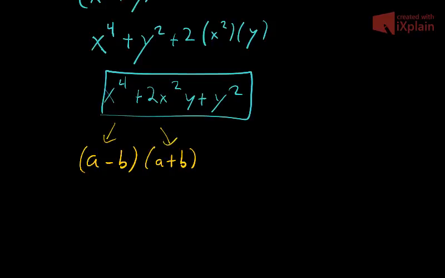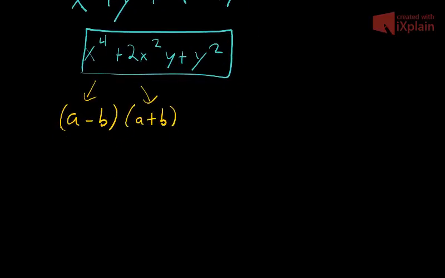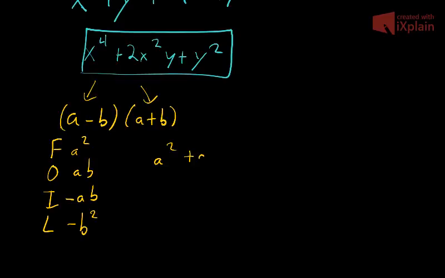And anytime we have a sum multiplied by a difference, there's a special rule we can use. It turns out very, very pretty. So what we have here, my first is going to be a times a, which is going to be a squared. My outer is a times b. My inner is negative b times a, so that's negative ab. And my last is negative b times b, which is negative b squared. So I add these up. I have a squared plus ab minus ab minus b squared. These two cancel, and I end up with a squared minus b squared.